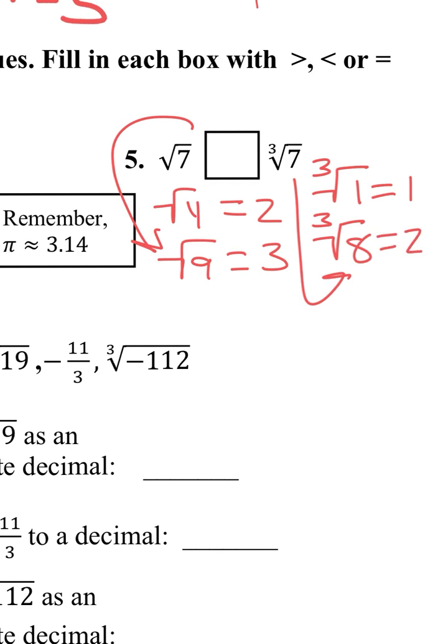And we also have to ask ourselves, is 7 closer to 1 or is it closer to 8? It's actually closer to 8. And since that's the case, what number is bigger, 3 or 2? 3 is bigger than 2. So the square root of 7 is actually going to be larger than the cube root of 7.